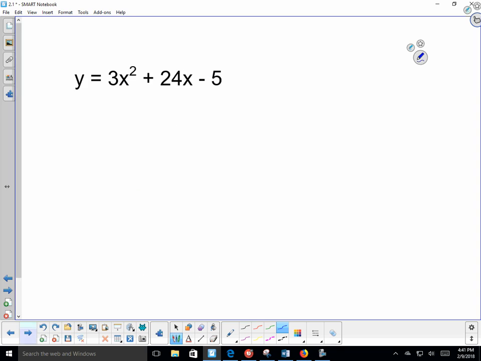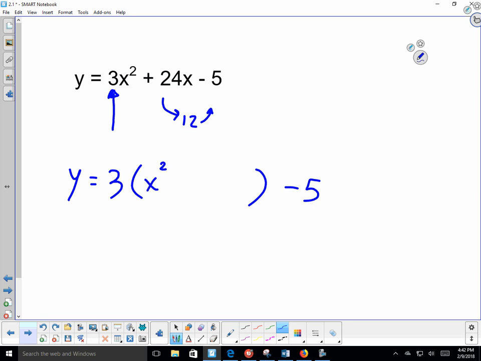What about this one? So do we take half of 24 and square it? No, because this coefficient is not a 1. So be careful. We've got to factor out that 3 first. But remember, this negative 5 is not part of this deal, so it has to stay out of the factoring part. So we're just factoring out a 3. So we'll have 3 times x squared plus 8x. I'm leaving some room to complete the square. I'm closing my parentheses, and then I'm putting this minus 5 over here.